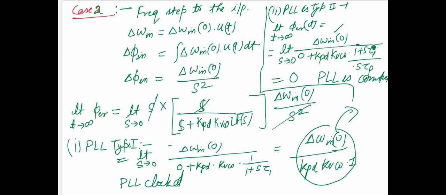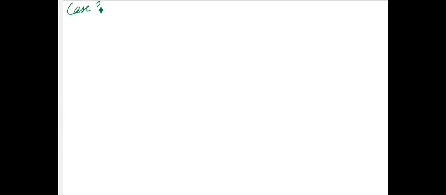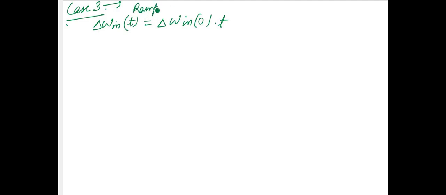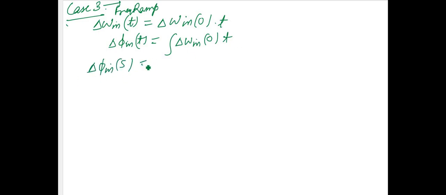Okay, now case 3. In case 3, del omega in(t) is equal to del omega in 0 t, this is our input. The change in input means we are giving a ramp, a frequency ramp. Okay, so what will be del phi in(t)? We have to change it into phase, so it will become an integration from 0 to t, or when we do the Laplace transform, it will become del omega in 0 by s cube.